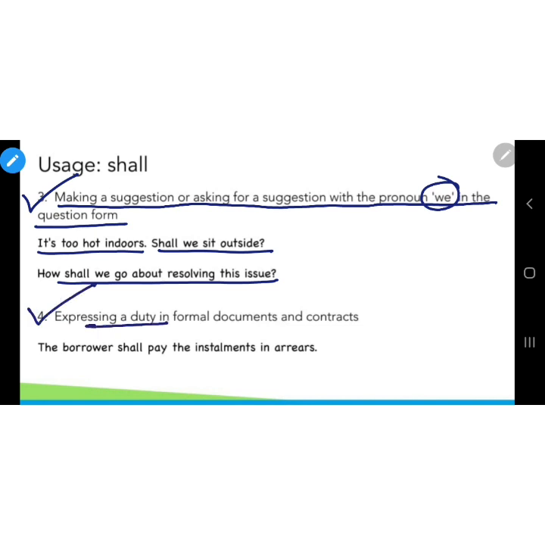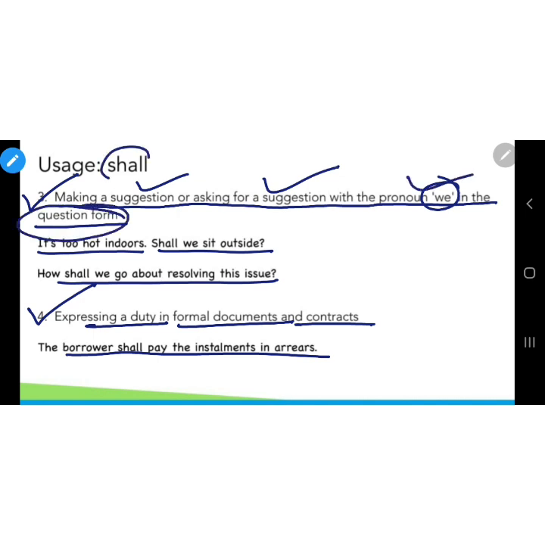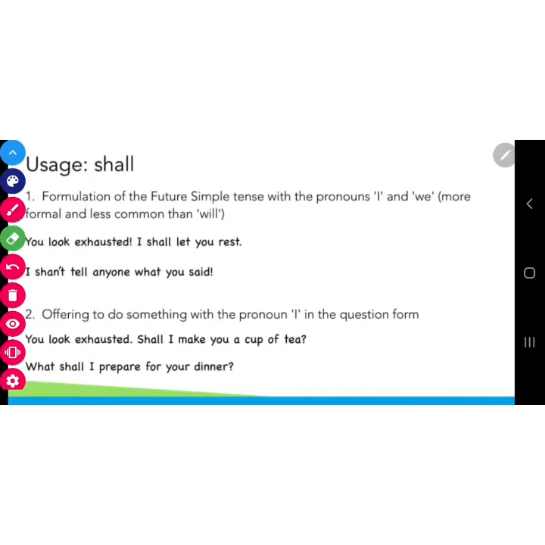Expressing a duty in formal documents and contracts. The borrower shall pay the installments in arrears. So you see, making a suggestion or asking for a suggestion with the pronoun we in question form, we use shall. And you see, offering to do something with the pronoun I in question form, we use shall.